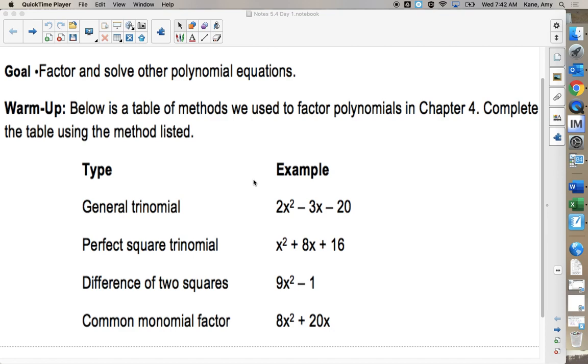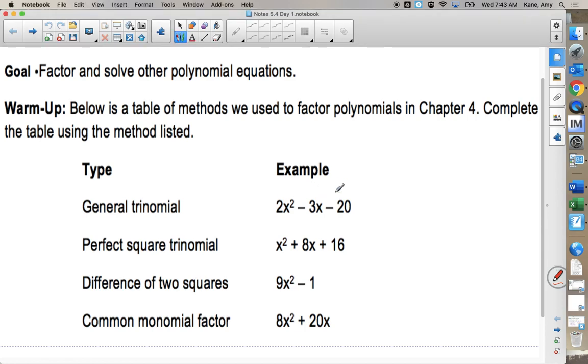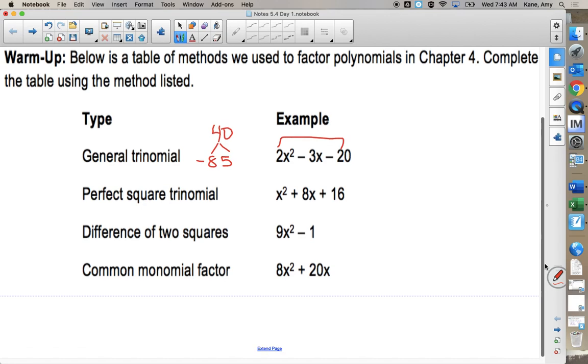So Michael, how would you factor the first one where it's just a general trinomial, ax squared plus bx plus c? So he said -8 and 5. And then, Michael, what would you take out of the first pair? And out of the second pair? Good.